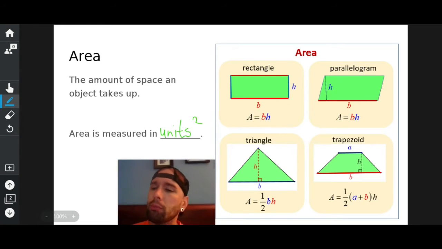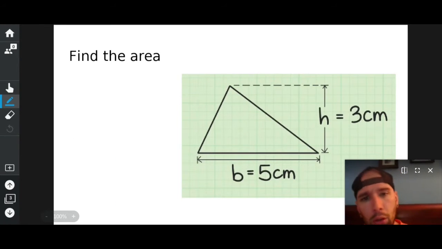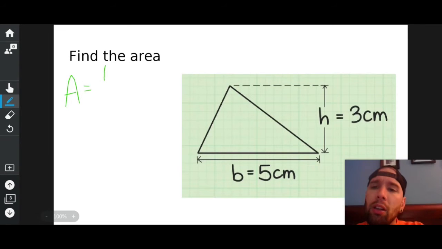And the trapezoid is almost literally the exact same thing as a triangle. So let's do a few. Let's do 4 of them. Let's do an example of each. Let's start out with a triangle. I have to find the area. The area of a triangle is 1/2 times base times height.